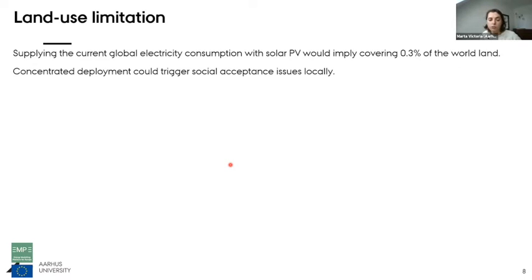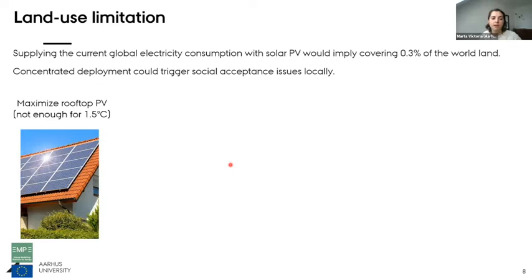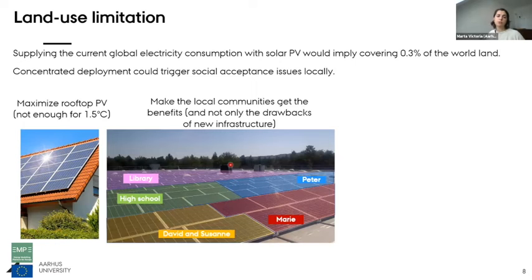What are the strategies to deal with them? Well, we can try to maximize rooftop PV, although we realize that this would not be enough to limit the temperature increase to 1.5 degrees. So we're also going to need ground mount installation. We could also try to make sure that local communities get also the benefits and not only the drawbacks of new infrastructure. And for this, solar PV and again modularity is ideal because we can share the installation and have energy communities.